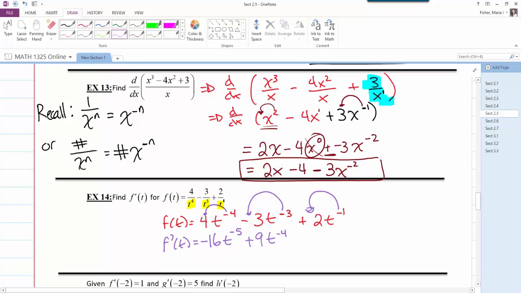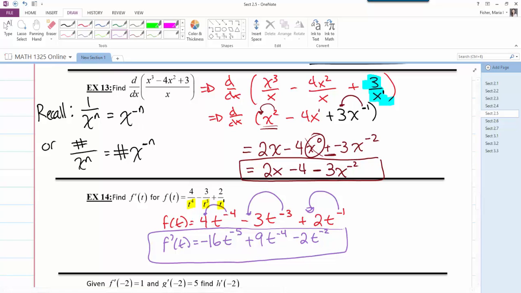Multiply, negative 1 times 2 is a negative 2. Raise it to 1 less, t to the negative 1 minus 1, or negative second. So the derivative f prime of t is negative 16 t to the negative 5th plus 9 t to the negative 4th minus 2 t to the negative second.